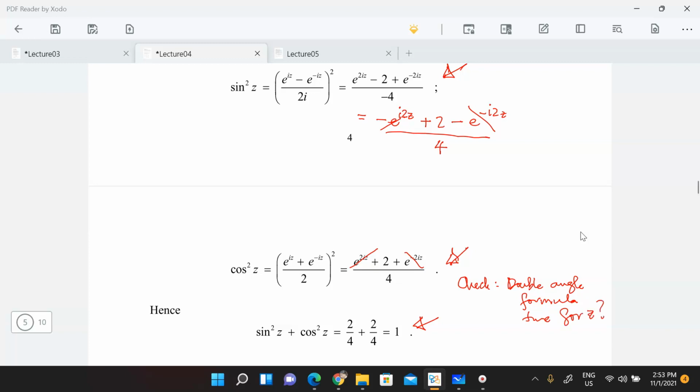So there are plenty of things for you to play around with. Maybe it will fail somewhere. Usually not, but that means your cosine and sine functions, if it's true in the real sense, it's also true in the complex sense.